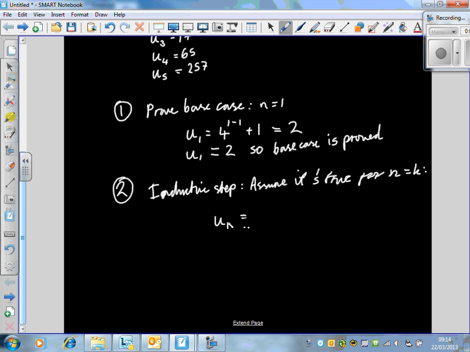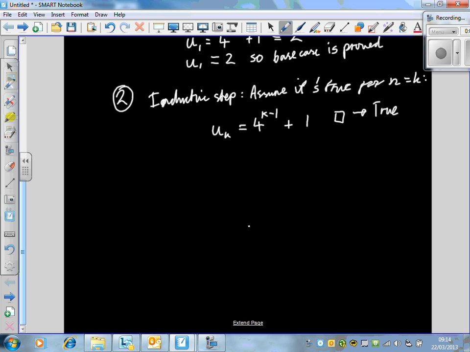So we have u_k is equal to, in this case, 4 to the k minus 1, plus 1. We're saying that this statement here is true. Now we need to prove, from here, that the k plus 1 statement is true. So our target is u_(k+1), where I'm just replacing k by k plus 1, is equal to 4 to the k, plus 1. This is our target. Once we work this out, we're fine.